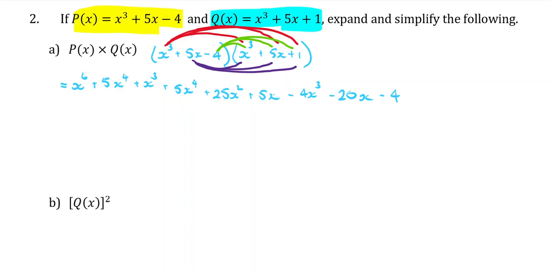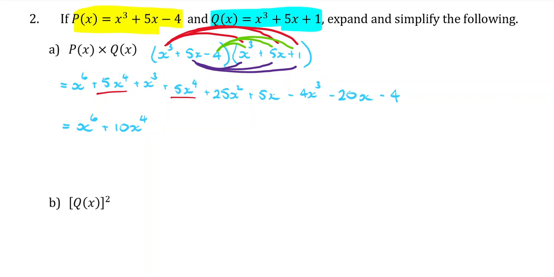So my highest power of x is x to the power of 6, and there's only one of them, so that's going to go first. Then I'm looking for x to the power of 5s, but there aren't any. So let's move on to x to the power of 4. There's a 5x to the power of 4 and another 5x to the power of 4. So that's going to make a total of 10x to the power of 4.